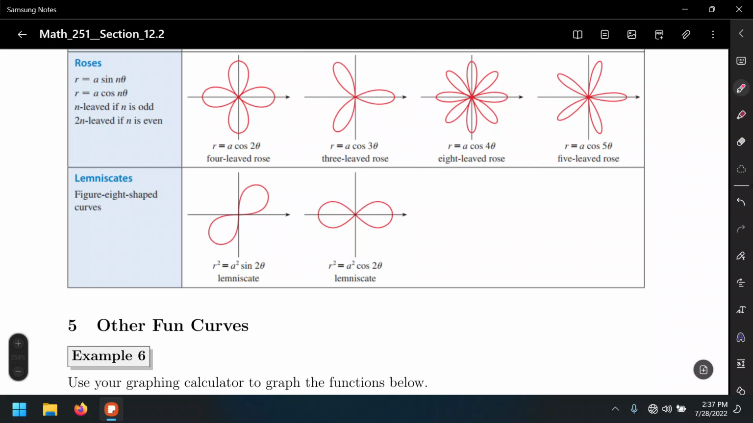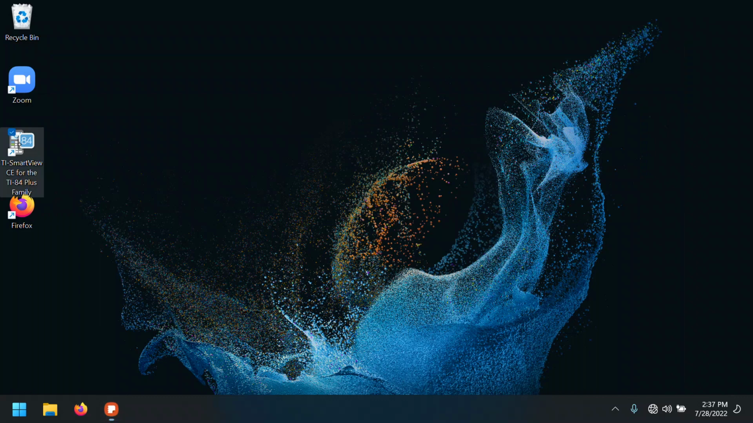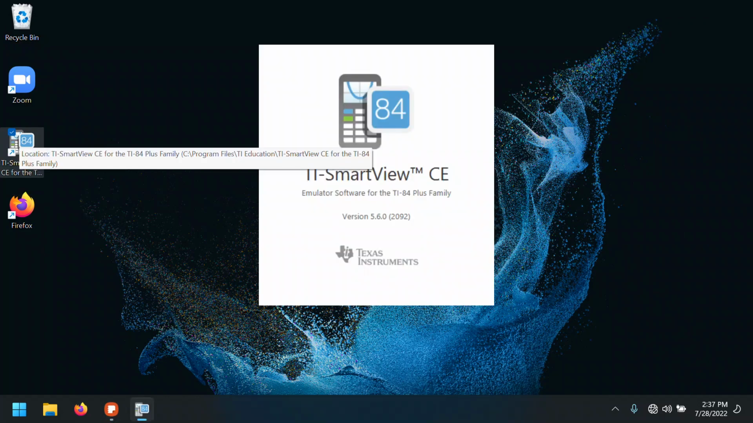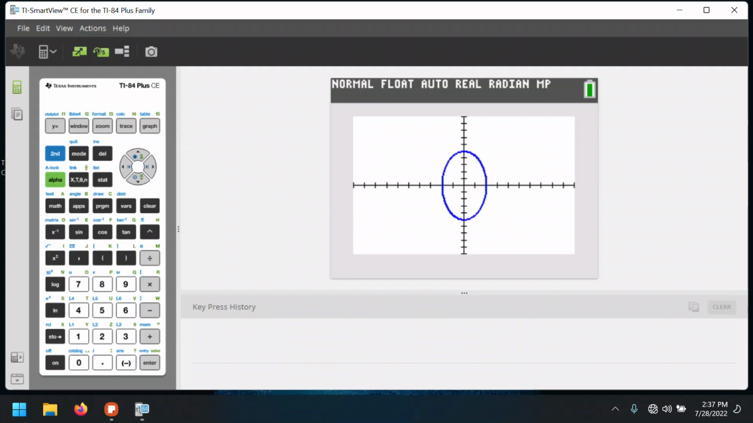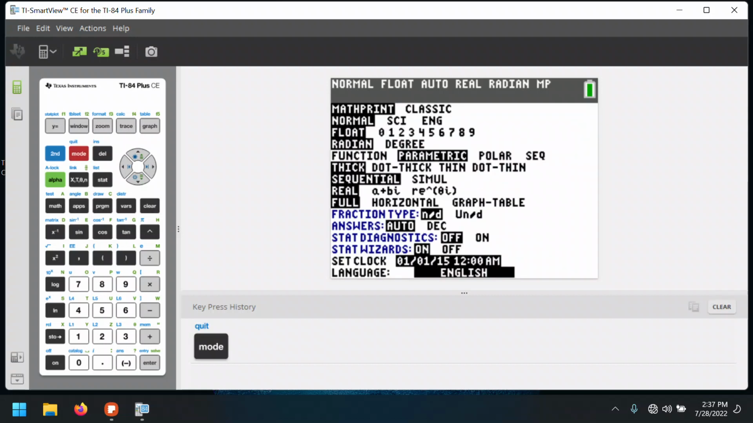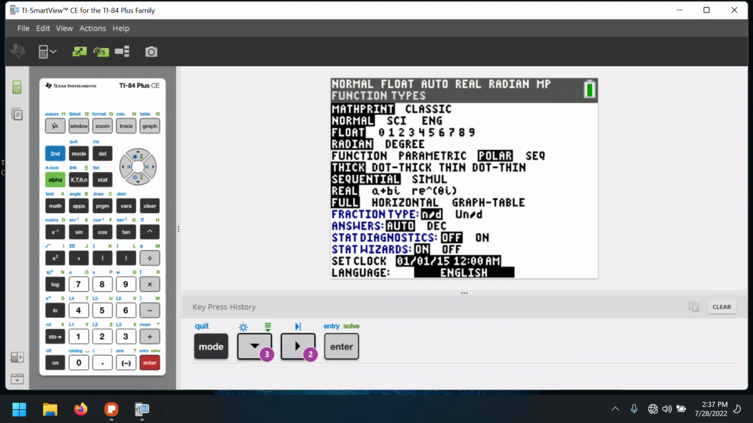So let me put the graphing calculator. And in order to do this, be sure to have it in polar mode. So go to mode. Yesterday we were working in parametric mode. Let's this time go to polar mode. Okay, click enter.